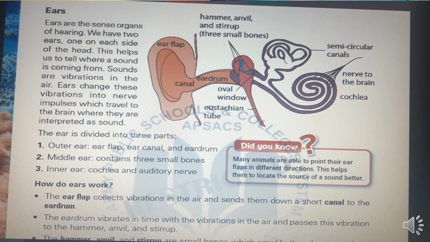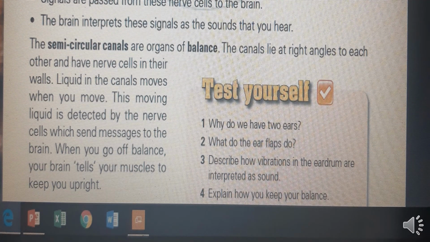Dear students, now the question arises: how are sounds produced? Actually, sounds are produced by vibrations. Sounds are vibrations in the air. Ears change these vibrations into nerve impulses, which travel to the brain, where they are interpreted as sounds. And there is another organ named semicircular canals, which controls balance.